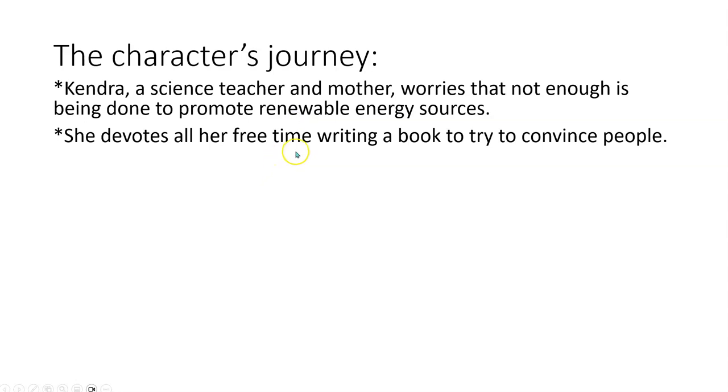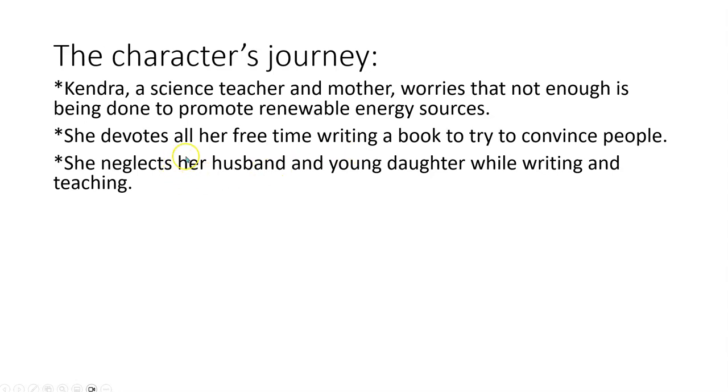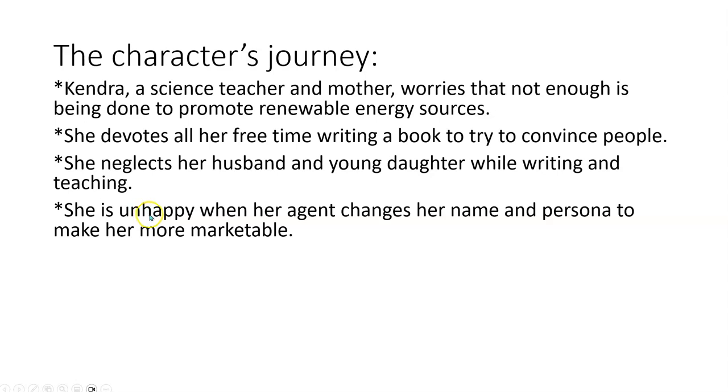So she devotes her free time to write a book to try to convince people about this situation. In doing so, she neglects her husband and her young daughter while writing and teaching. She's super busy as a high school teacher and trying to write this book, and it really affects her. She neglects her family. Okay, she is unhappy when her book becomes published because her agent wants to use a pen name to change her name and her persona to make her more marketable, because they kind of consider her to be too generic. So they try to make her into something that she's not.